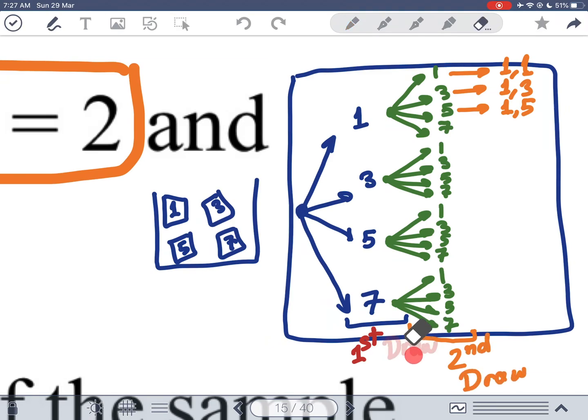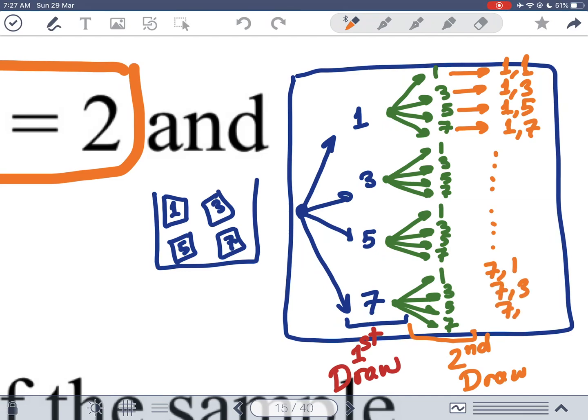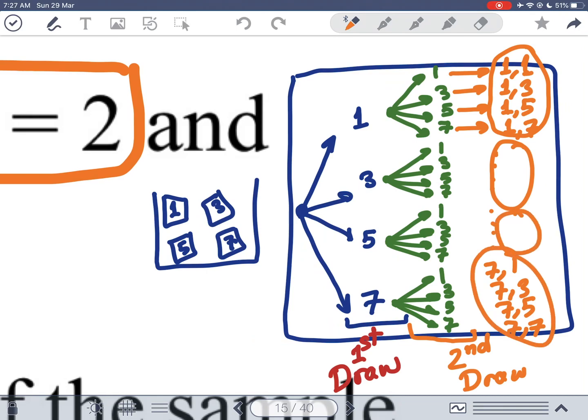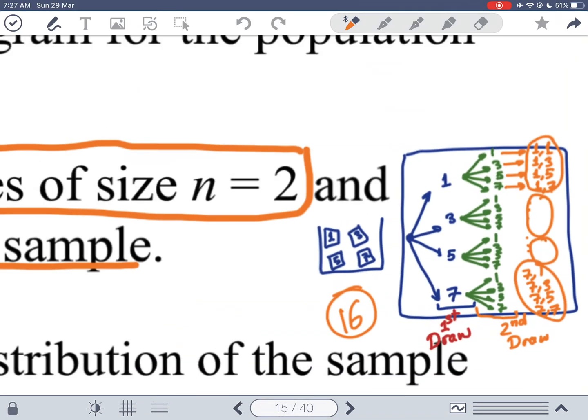Okay, and let's put this draw below so it looks better. And this one will give me 1, 7. And you can see I can do the same. And let's just do the last one. This would be 7, 1, 7, 3, 7, 5, and 7, 7. How many do I have? Each one is giving me 4. So 4 plus 4 plus 4 plus 4, or better, 4 times 4 is, you have 16 outcomes in here.